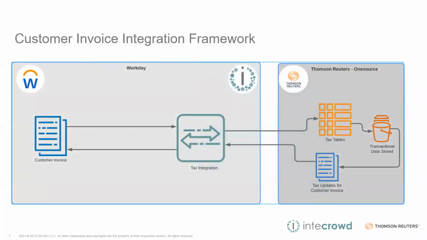Here you can see a brief framework for the integration. We'll go into more detail shortly in the integration demo, but you can see customer invoices are entered in Workday. The tax integration is called off the business process. The tax tables will be called in ONESOURCE. The transactional data will be stored in ONESOURCE. The tax will be updated on the invoices in ONESOURCE, and then it will be passed into Workday, and it will display on your customer invoice in Workday. This is also available for batch processing as well as real time.